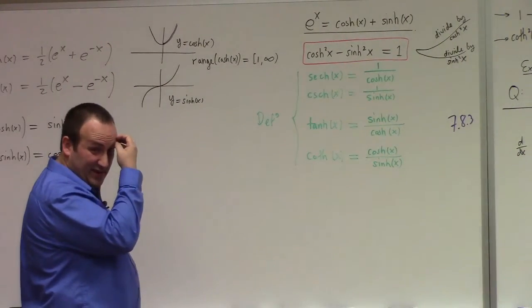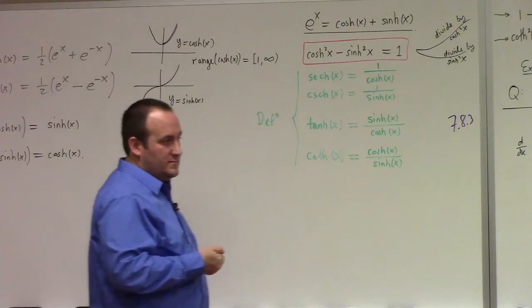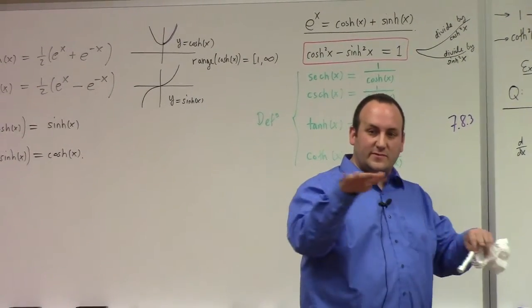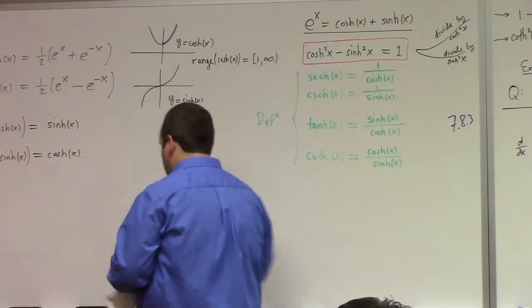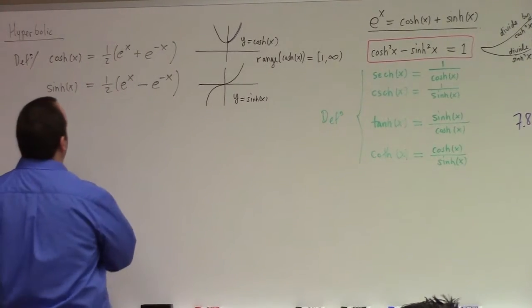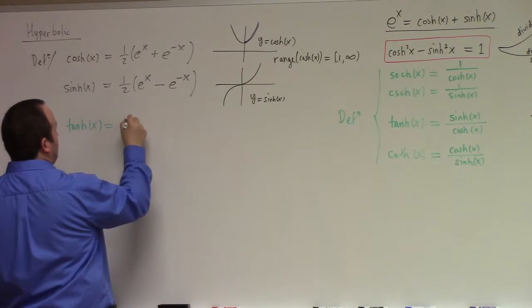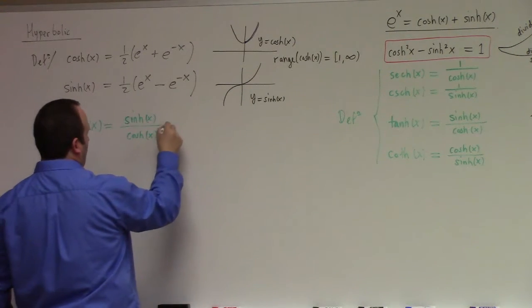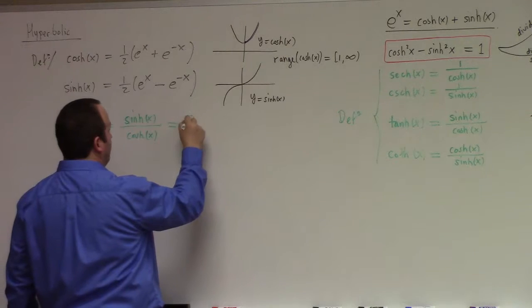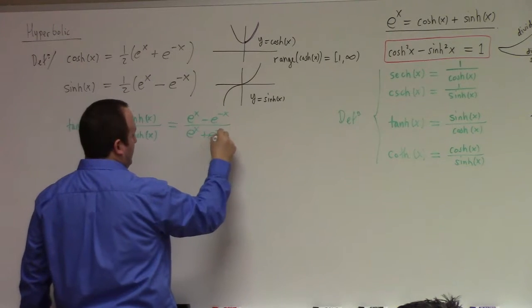You notice I have not talked about what the graph of tangent looks like yet, have I? What does it look like? On the basis of that formula, I expect it has horizontal asymptotes at plus or minus 1. So tanh of x is what? It's sinh over cosh, right? But you notice the halves cancel, and you get e to the x minus e to the minus x over e to the x plus e to the minus x. How can you simplify that?